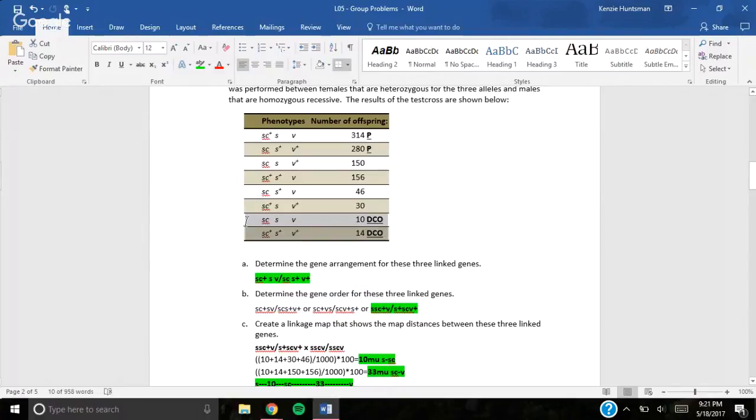I did the same thing. I put them on top of each other, and I drew what they would look like with those arrows if we did a double crossover. And so I got that the SC gene needed to be in the middle. So we got that one that's highlighted green.